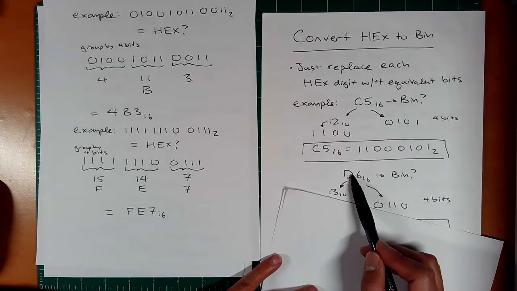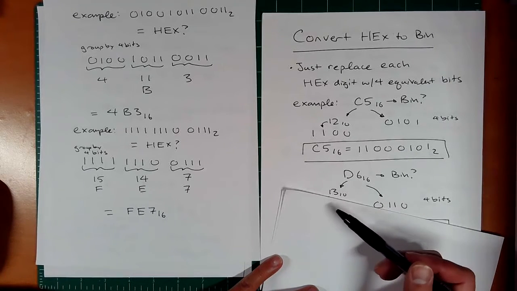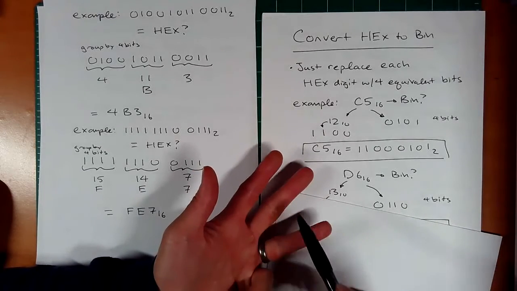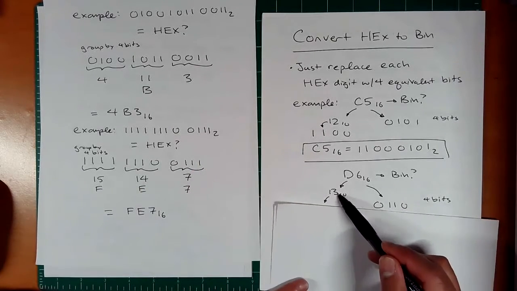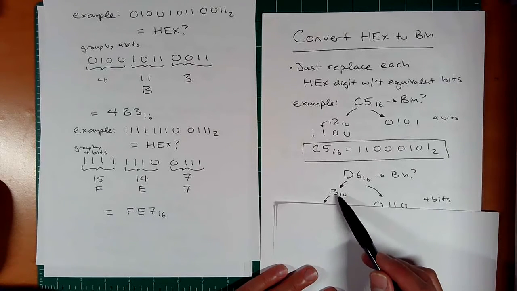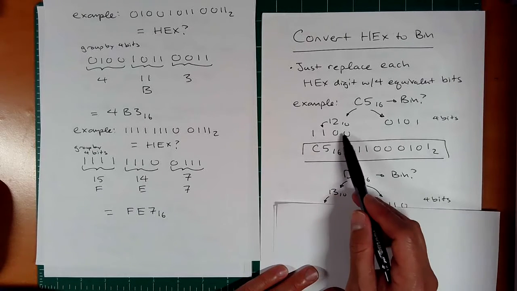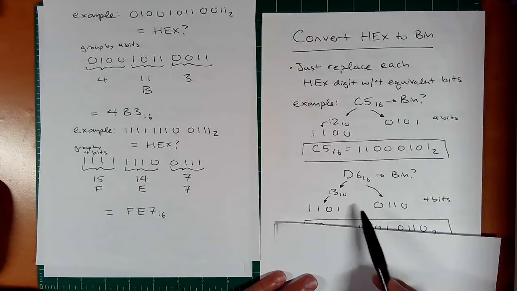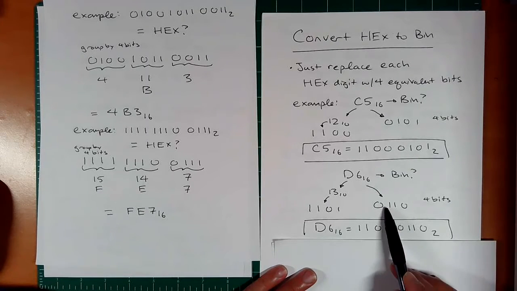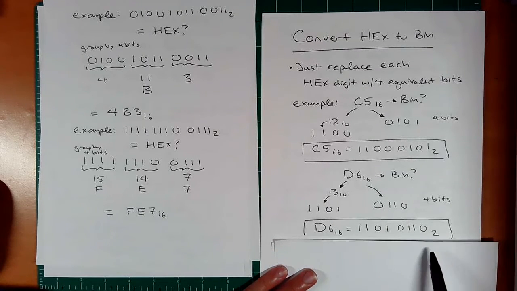Good. And D is A, B, C, D, E. A, B, C, D, 10, 11, 12, 13. So that's going to be 13. Good. So what's 13? That's going to be 12 plus 1. So it's probably going to be something like 1101 because this is 12 here. Good. So now we have D6 base 16. So just 1101, 0110. Not too bad.